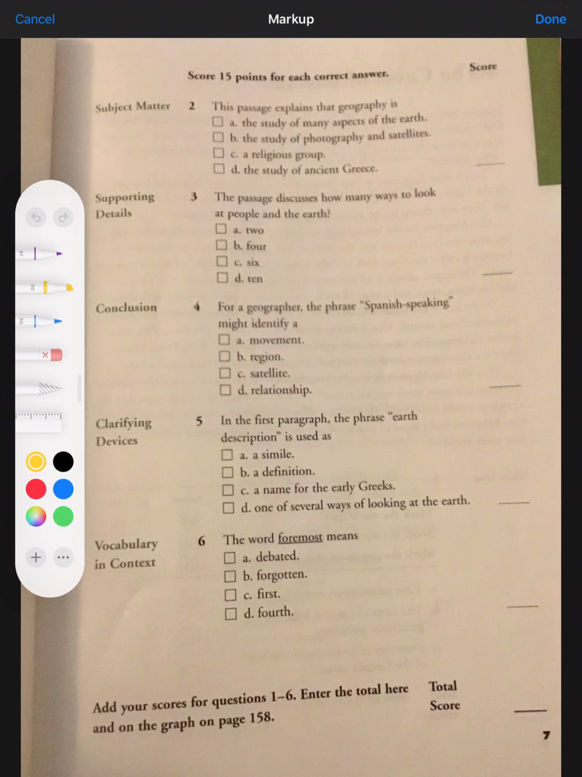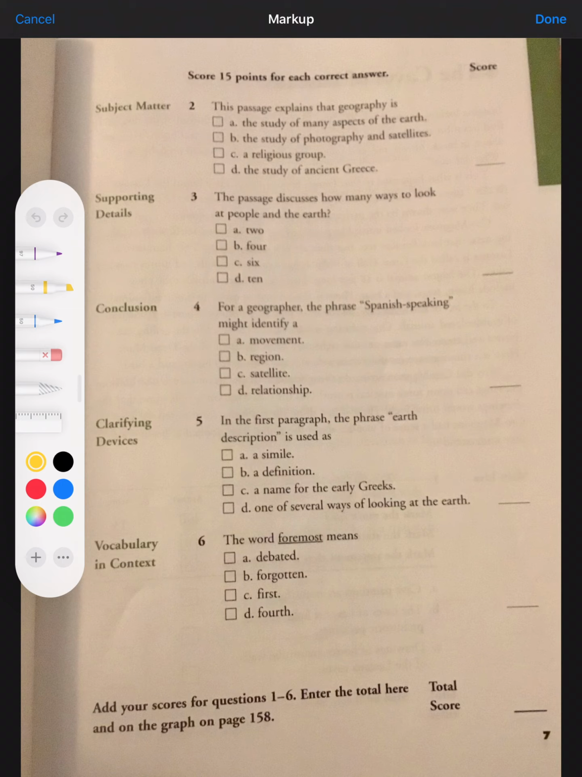This is Mrs. Wethington, and today we will be annotating "What Is Geography?" You will find this in the Reading and the Content Area Social Studies book that is published by Glencoe McGraw-Hill. So let's get to work. We will choose our yellow highlighter and we will read our questions first.